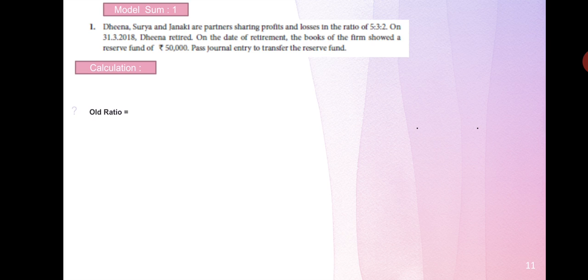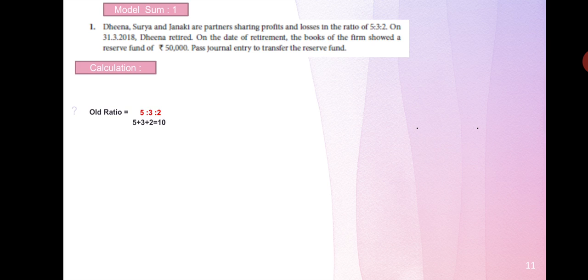So we have in our hand the old ratio, 5:3:2. What is the total part? 5 plus 3 plus 2, 10 parts we have. Out of these 10 parts, 5 parts belong to Dina, 3 parts belong to Surya and 2 parts belong to Janaki, which means their portion in the share of profit.